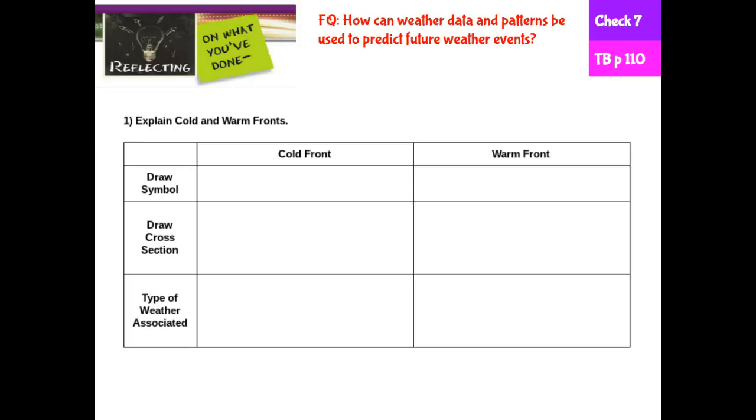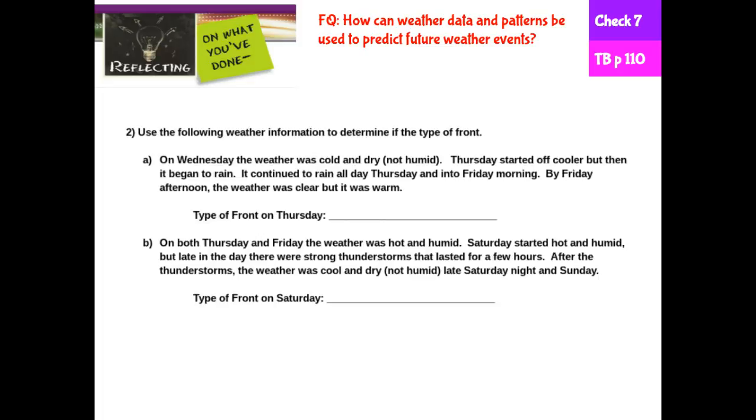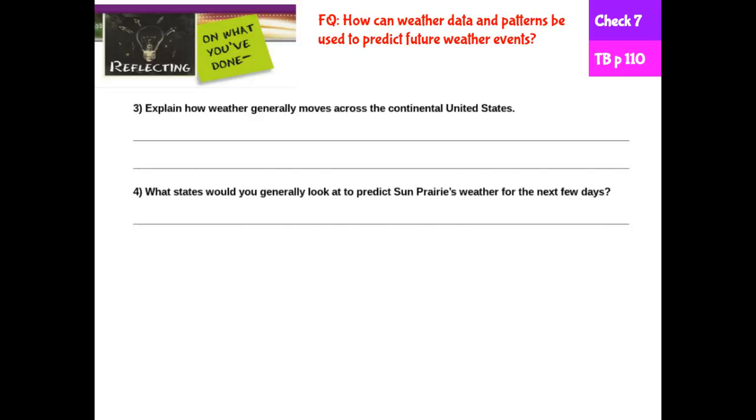So the first one is talking about cold fronts and warm fronts and figuring out what the symbol is, what a cross-section would look like, and the type of weather associated with both of those fronts. And then using that cold and warm front data, you're going to be deciding which ones of these forecasts would be a cold front and which one would be a warm front.